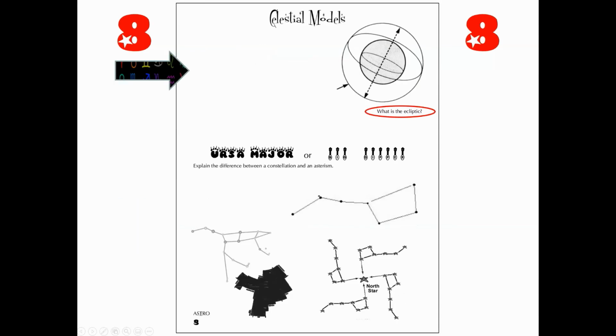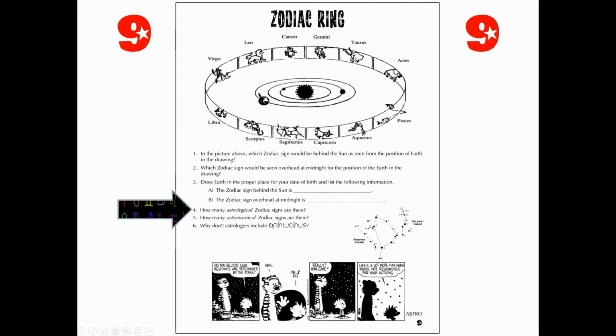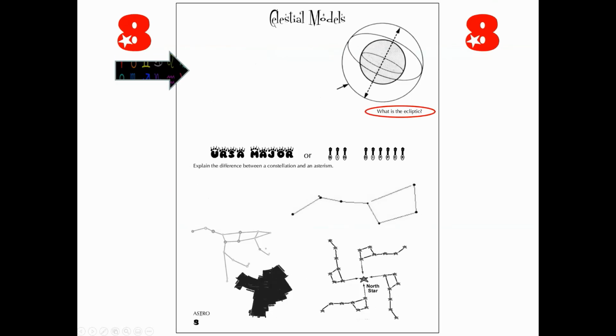The next item is going to be answered by going back to your notes about the celestial model. The question we're answering is how many astronomical zodiac signs there are. So where you have this celestial sphere, you want to write down what an ecliptic is. The ecliptic is basically the path that our solar system traces out, as if you were zooming out and looking down at our solar system instead of just the celestial sphere.